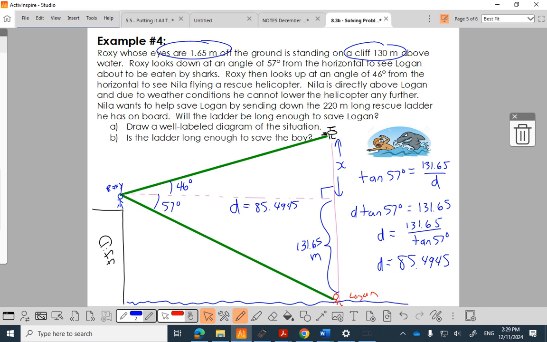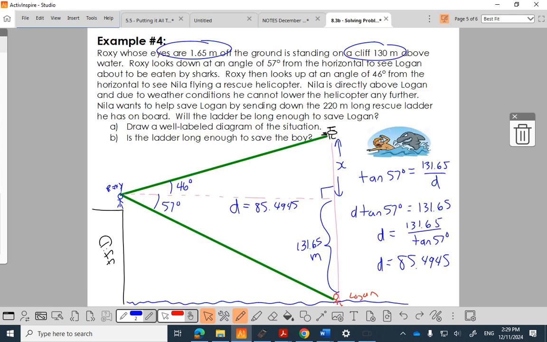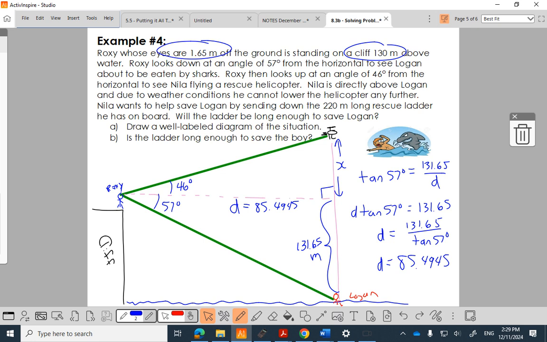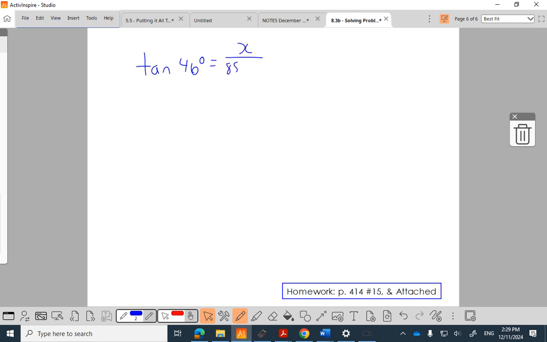Now what? I need that X. So you're going to go up to the top triangle, because now you have 3 pieces of information. You're going to use tan 46. Tan 46 equals opposite, which was the X, over adjacent, which was my 85.4945.